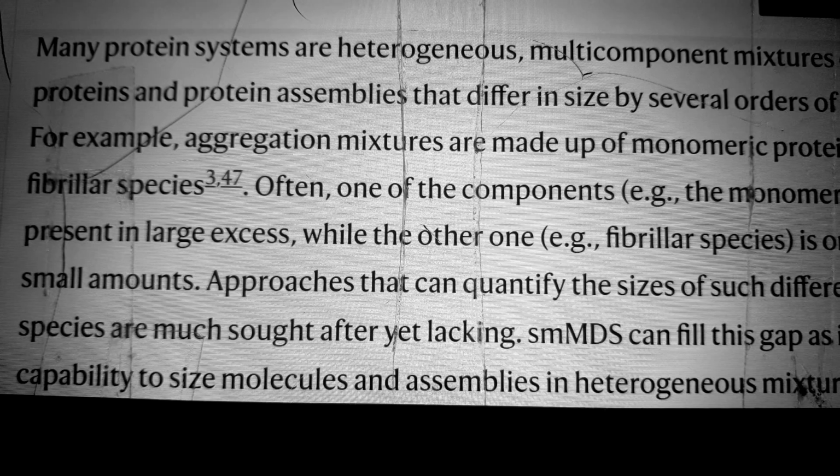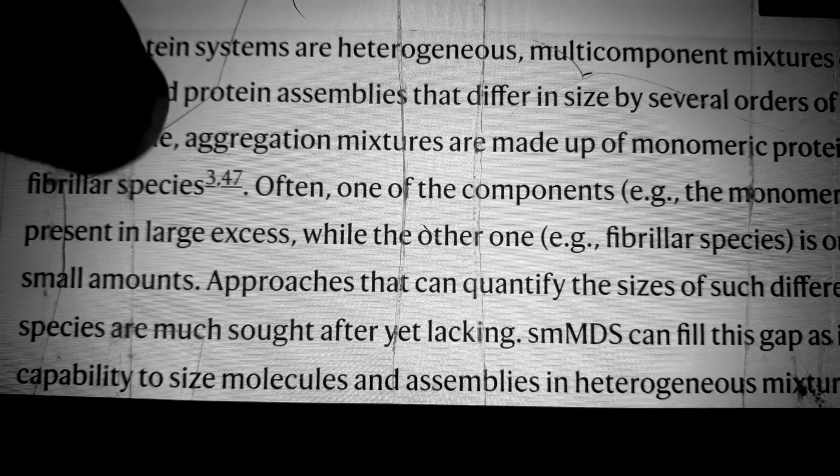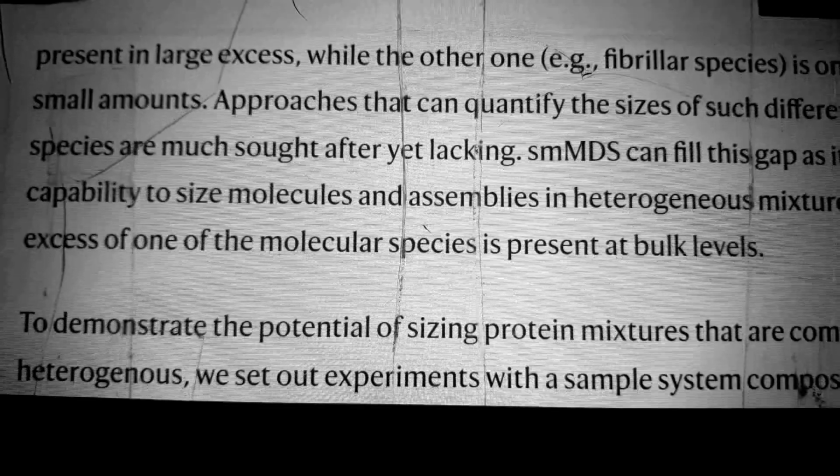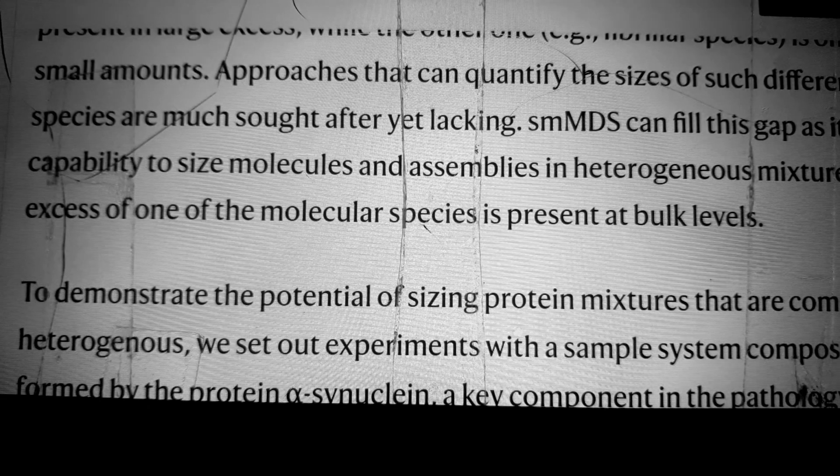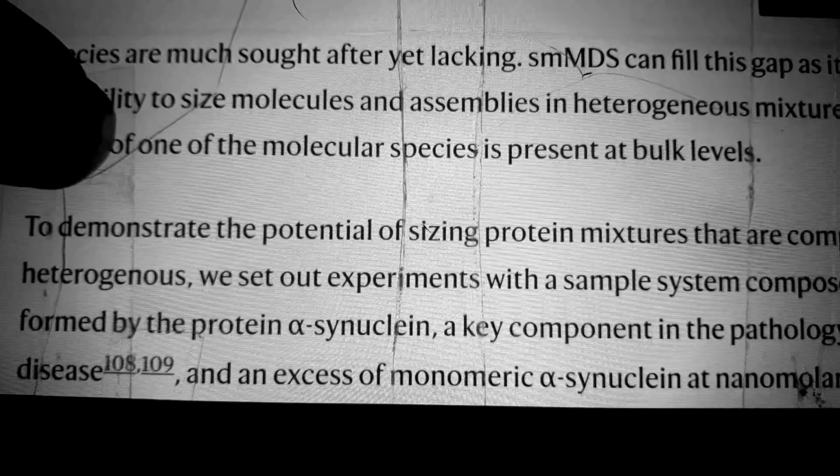Many protein systems are heterogeneous multi-component mixtures consisting of proteins and protein assemblies that differ in size by several orders of magnitude. For example, aggregation mixtures are made up of monomeric protein and large fibrillary species. Often one of the components, for example the monomeric protein, is present in large excess, while the other is only present in small amounts. Approaches that can quantify the sizes of such differently populated species are much sought after yet lacking.